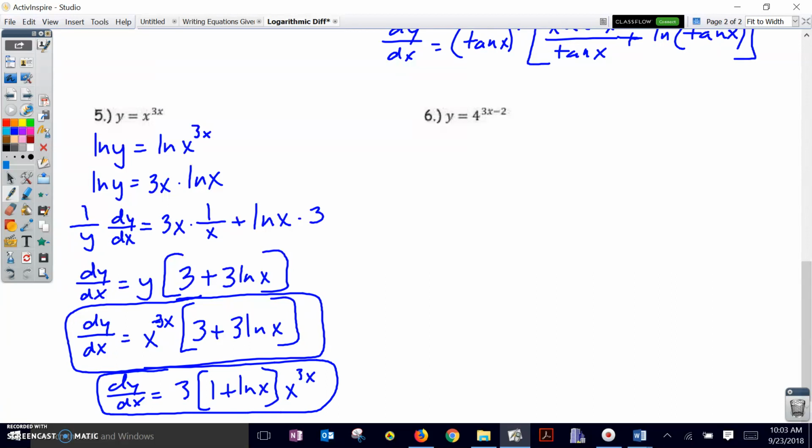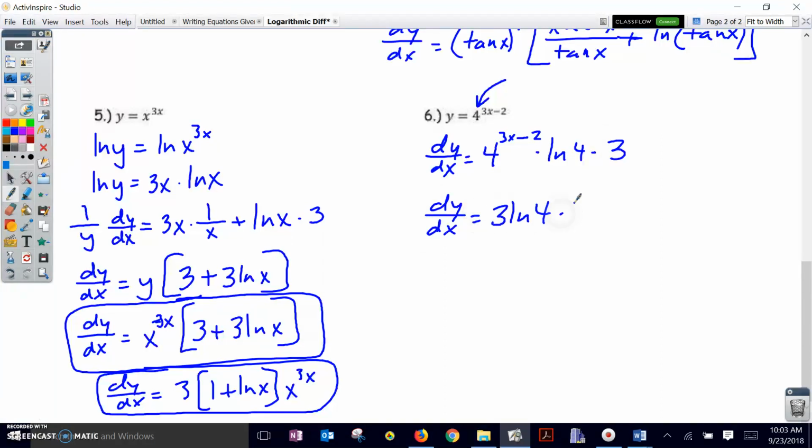Alright, and our last example, we have a constant base raised to a variable exponent. So we're going to use our exponential rule that dy/dx equals 4 to the 3x minus 2 times the natural log of 4 times the derivative of our exponent. And I'll clean this up into 3 natural log of 4 times 4 to the 3x minus 2.